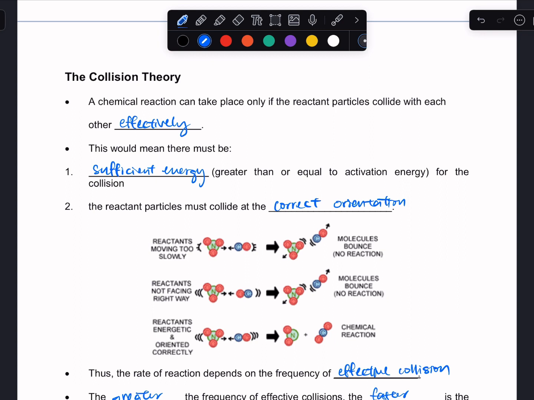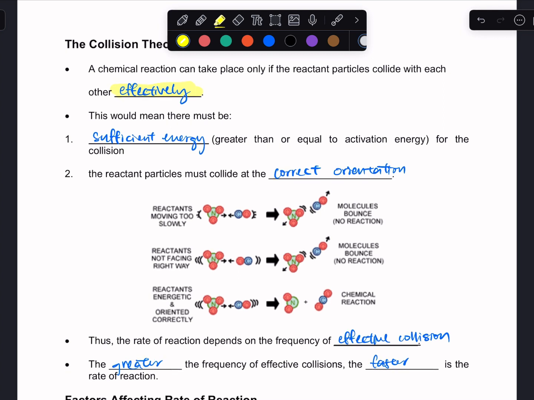So we've learned the collision theory, which states that a chemical reaction can only take place if the reacting particles collide with each other effectively. So not all collisions will result in a reaction. So what are effective collisions?